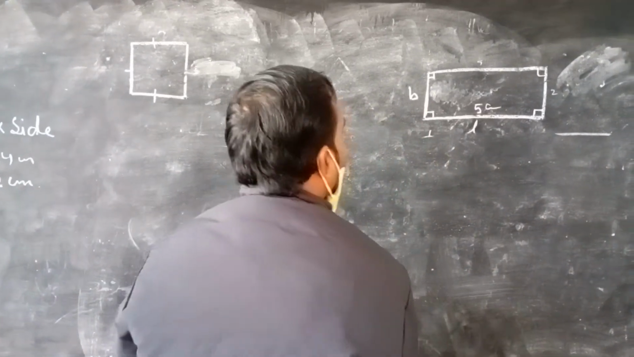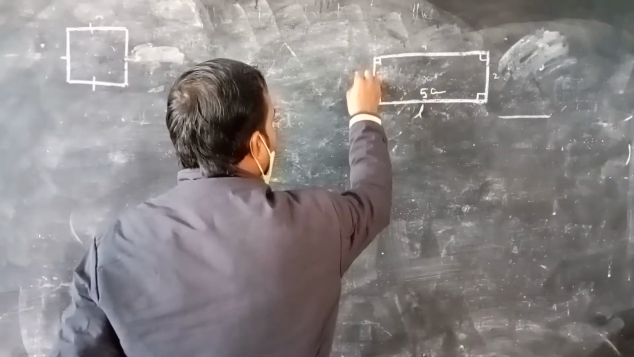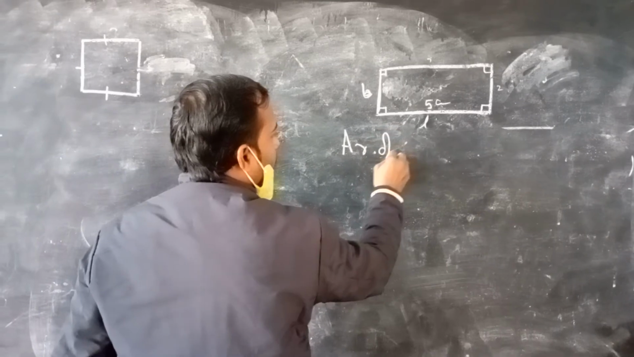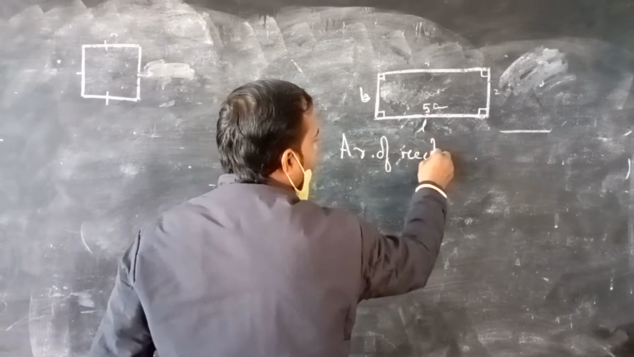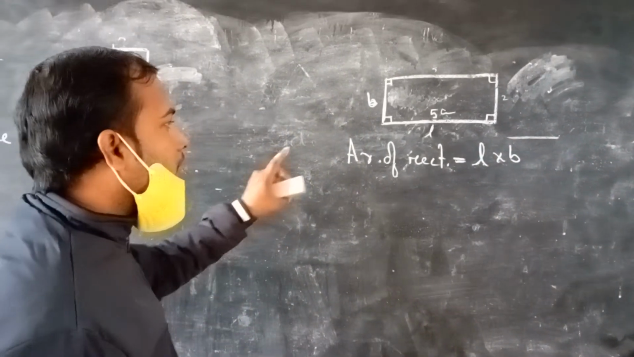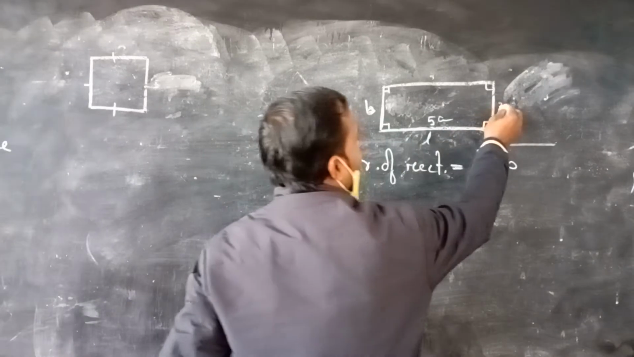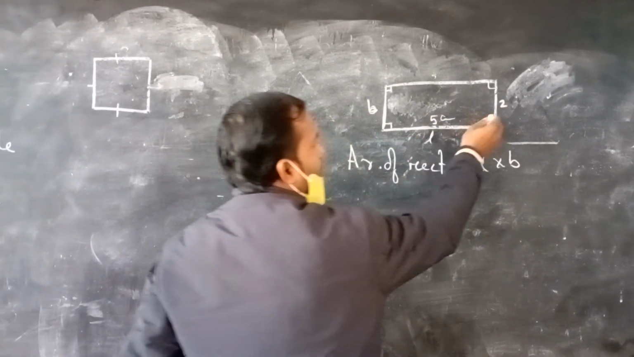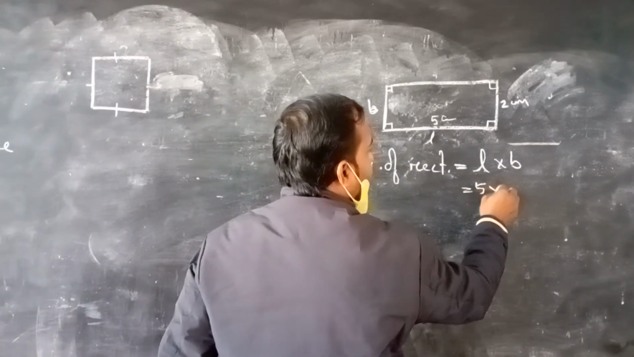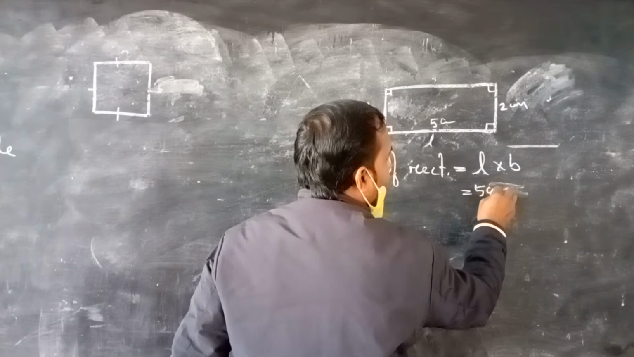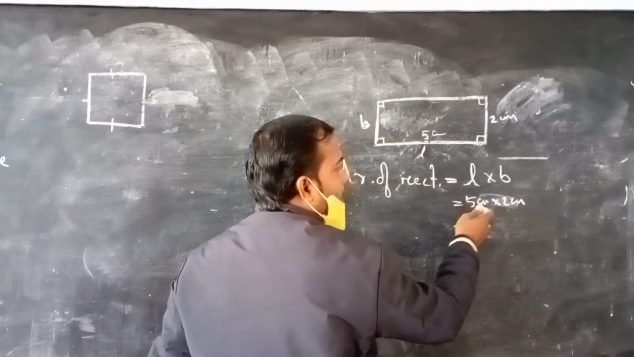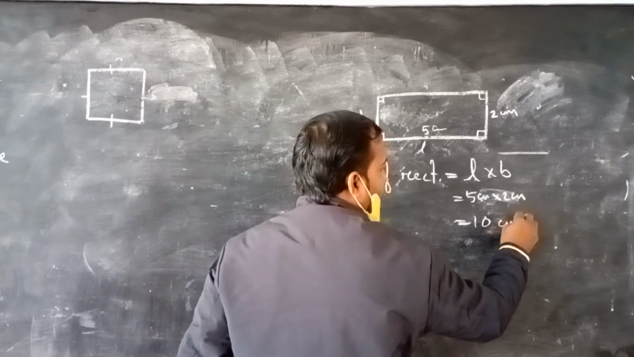This is the rectangle. Most important and easiest one also. Area of rectangle is equal to length into breadth, L into B. Suppose here length is given 5 centimeter, breadth is given 2 centimeter. Then area of rectangle will be 5 into 2, here 5 centimeter into 2 centimeter. It will become 10, and centimeter becomes centimeter square.